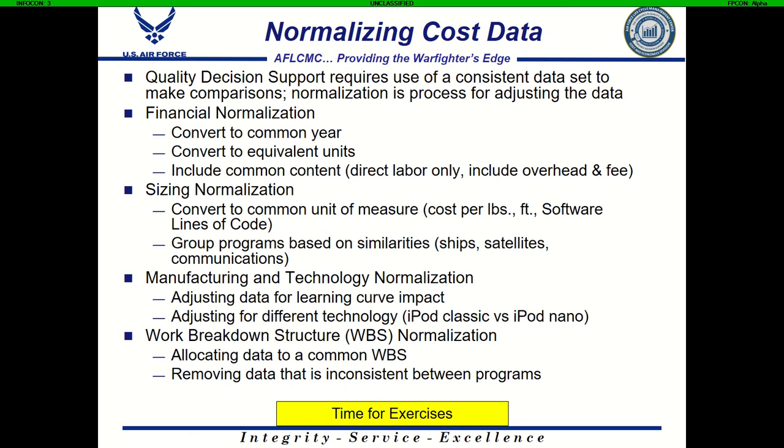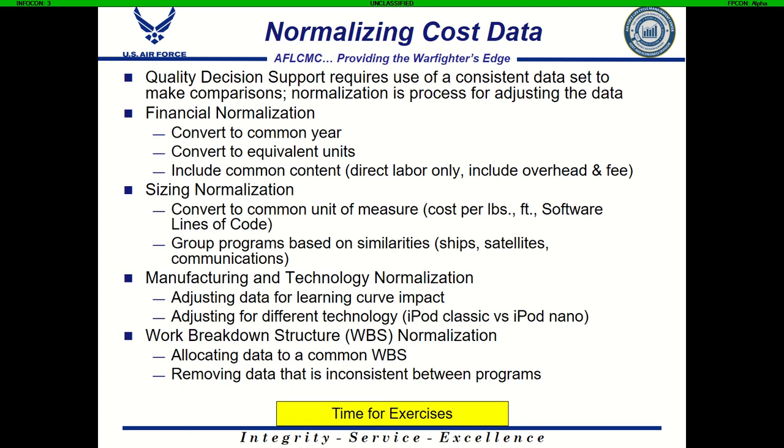Sizing normalization. So this is where we want to convert to a common unit of measure for things that aren't financial. So if we've got some weight measurements in pounds and ounces, we want to convert those to a common measure, whether it's pounds or ounces, doesn't matter. We just want to make sure we convert the data we have to that same unit of measure.